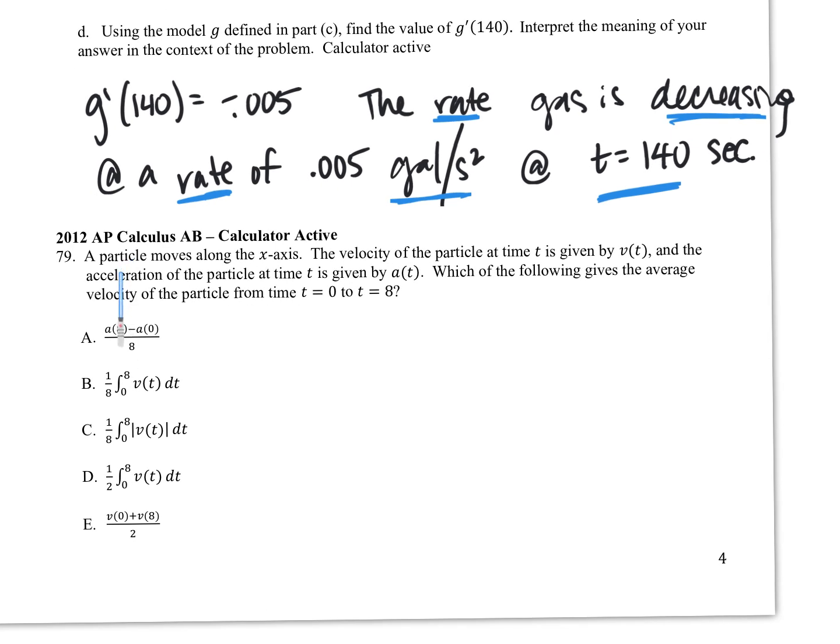Okay, last one, 2012. It says velocity of a particle is given by V. Acceleration is given by A. Which of the following gives the average velocity, average value of the particle? My average velocity, my average value, my average quantity of this function. What don't I like about C? Yeah, we haven't been saying like total distance or anything like that. So what are we digging then? B, average value. Okay.